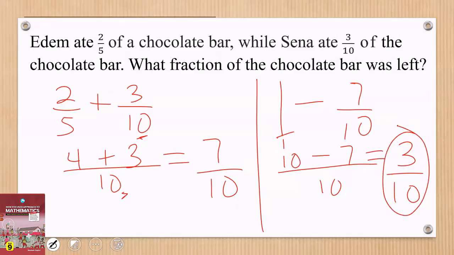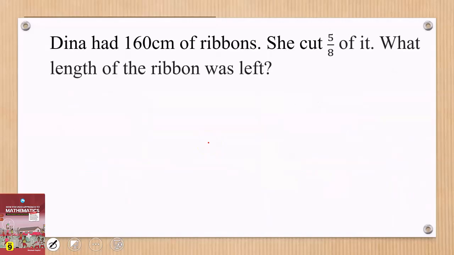Let's take the last question. Diana had 160 centimeters of ribbon. She cut 5/8 of it. What length of the ribbon was left? Diana had 160 centimeters of ribbon. She cut 5/8 of it. So what is 5/8 of 160? 5/8 of 160 will be written as this. Okay, so we simplify this, and that will give us the length of ribbon that was cut, which was the 5/8 of it.